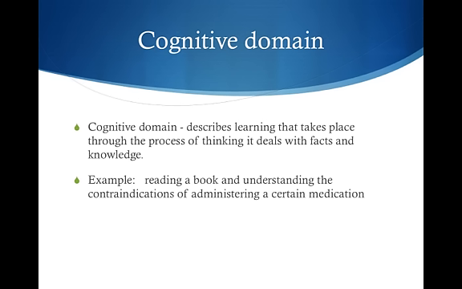The cognitive domain. The cognitive domain describes learning that takes place through the process of thinking. It deals with facts and knowledge. So this would be book learning, didactic learning. Example, reading a book and understanding the contraindications of administering a certain medication.